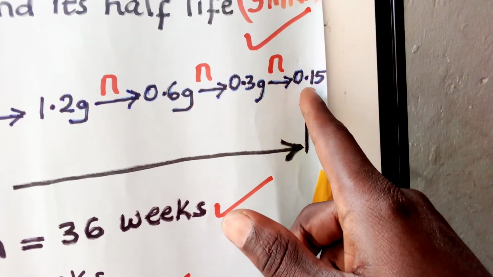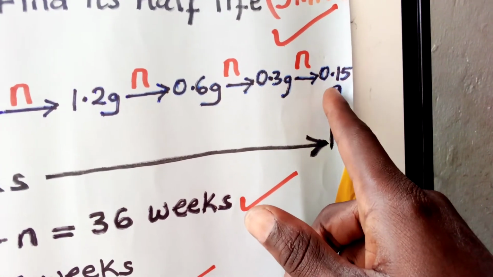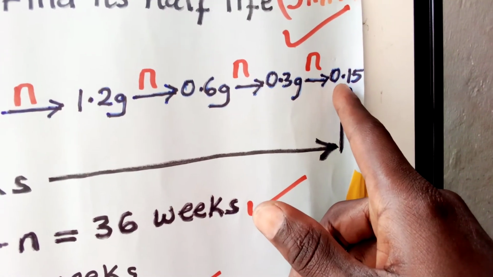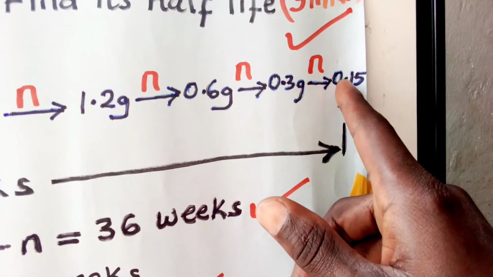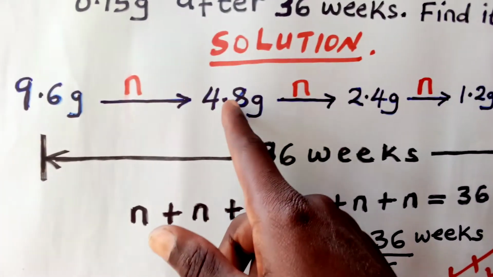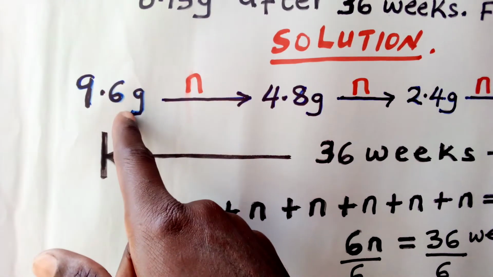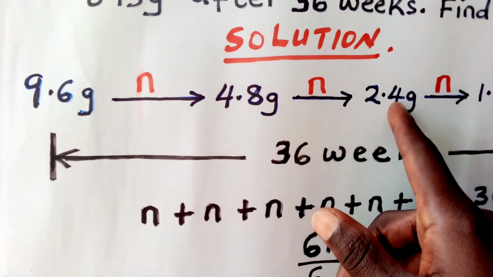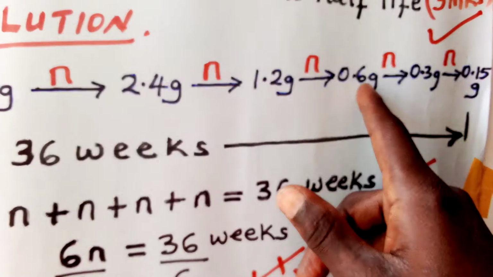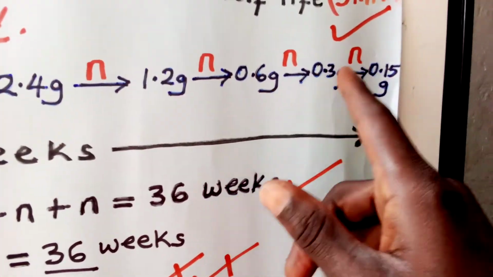Now when we reach here, we don't need to divide by 2 again. Why? Because the question said we should end here, from 9.6 grams up to 0.15 grams. Now remember, this one is a half of this. This one is also half of this. This one is a half of that. This one is a half of this. This one is half of that.